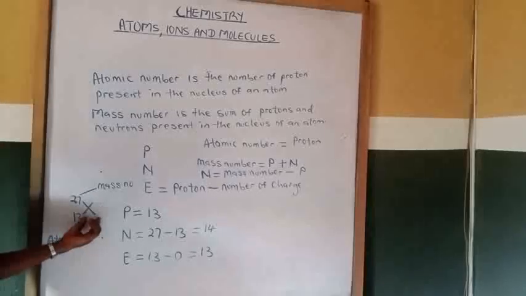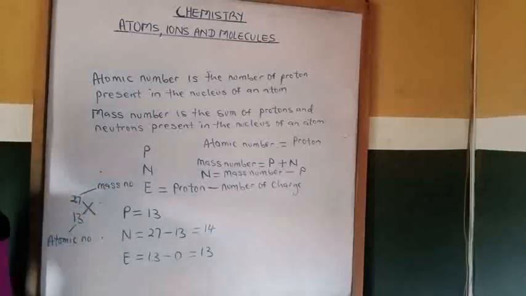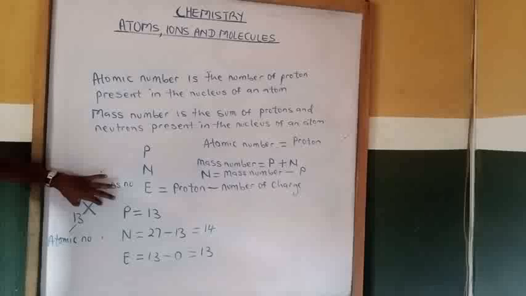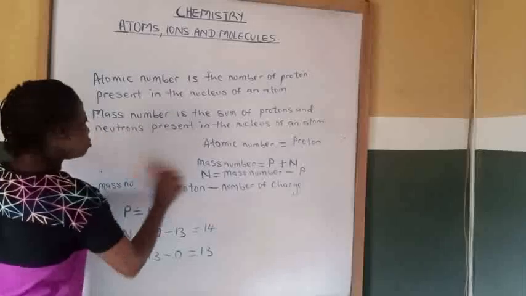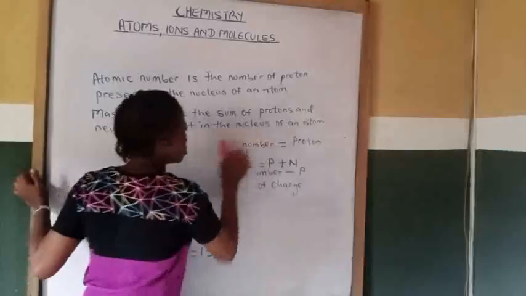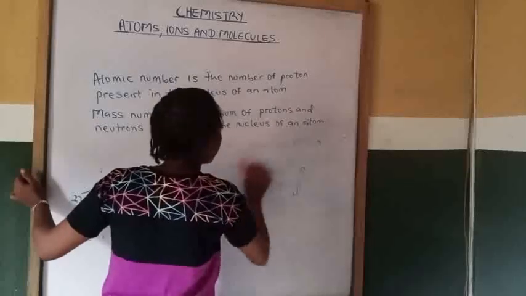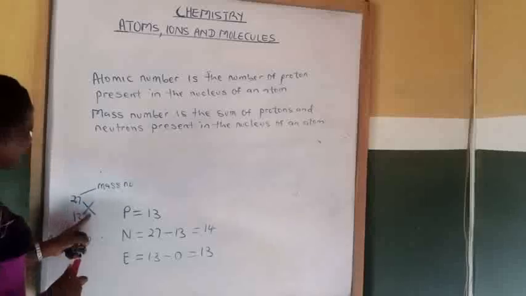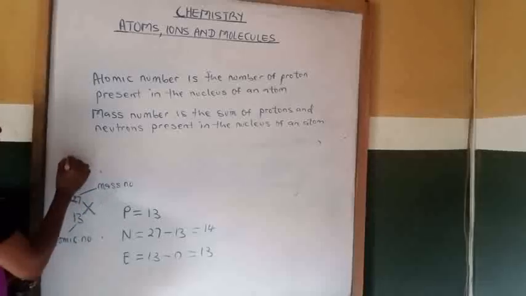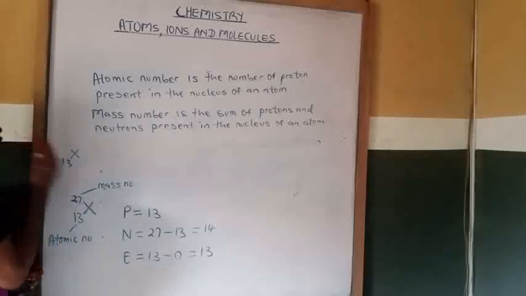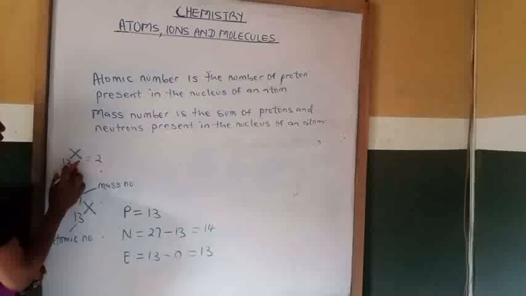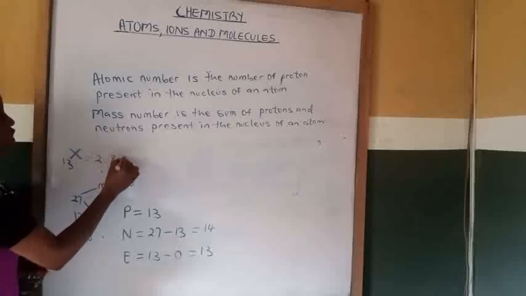Now, if this element X becomes an ion, how can we change element X to an ion? Write the electronic configuration of X. X is in number 13. So the first shell we carry 2, then the second we carry 8, then the third we carry 3.